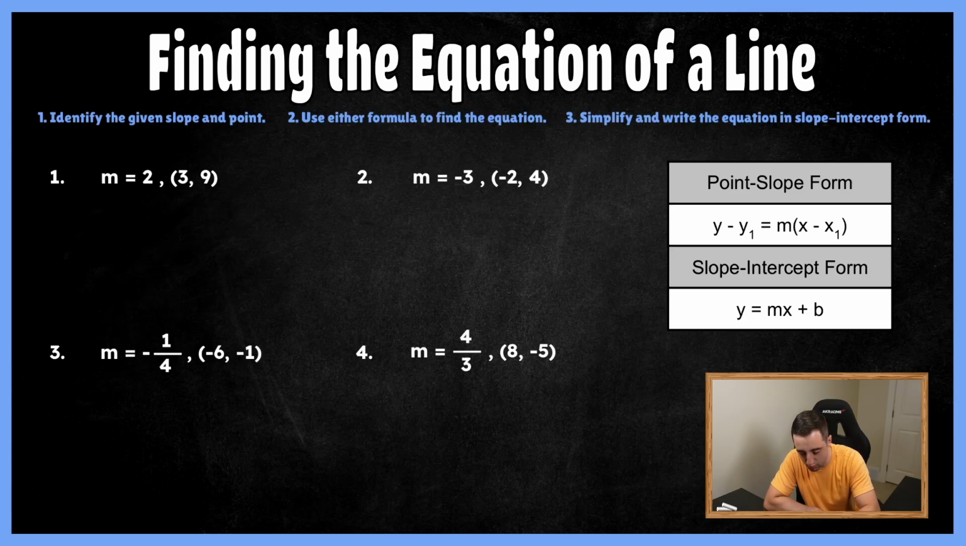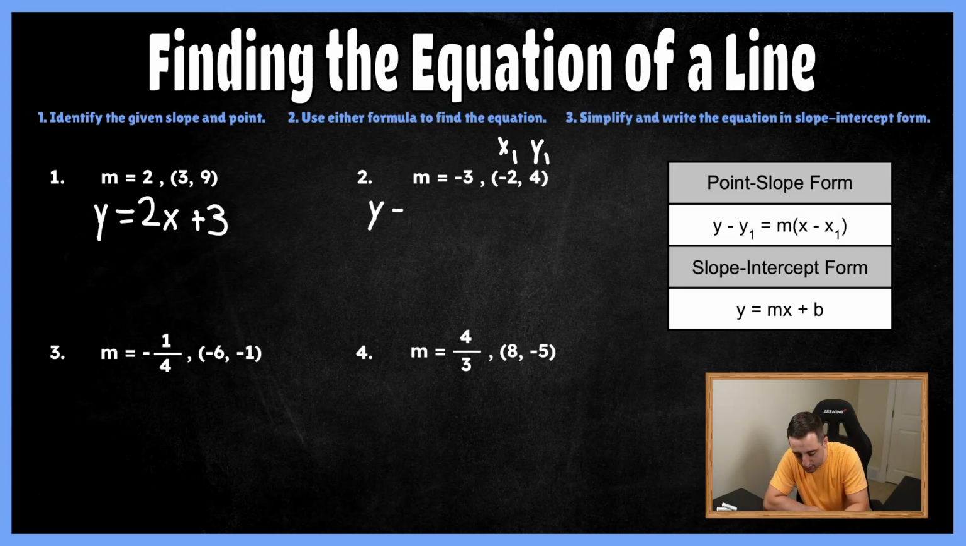Let me get rid of all this and just rewrite the final answer. We have y equals 2x plus 3. And now for number 2, we have m equals negative 3, and then our ordered pair is negative 2, 4. So this is going to be labeled x1, y1 because I'm starting with point-slope form. Let's plug in our values. We have y minus y1, which is 4, equals m, which is negative 3, parenthesis x minus x1, which is negative 2.